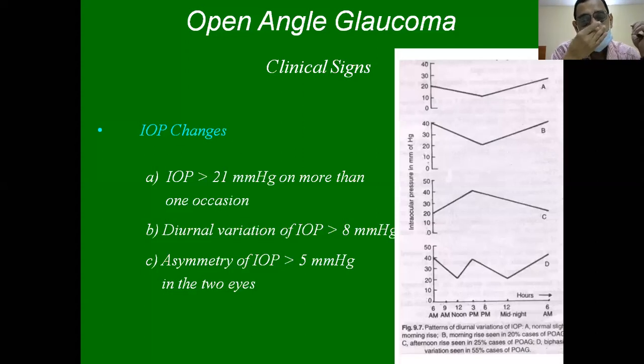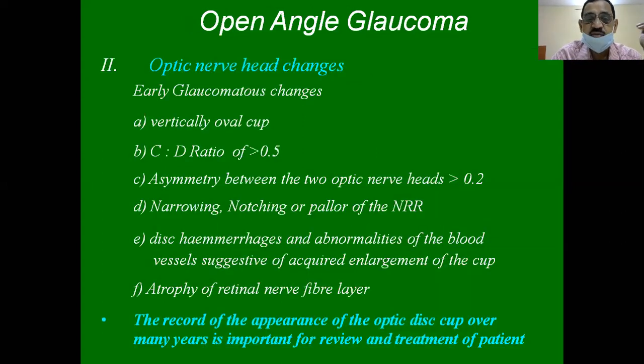Okay, so IOP is more than 21 millimeters of mercury on more than one occasion. Diurnal variation, if it is more than 5, it is suspicious. If it is more than 8, it's definite of primary open-angle glaucoma. Asymmetry of IOP of more than 5 millimeters of mercury in both the eyes. Suppose one eye is 13 and the other eye is 18, the other eye with 18 millimeters of mercury is likely to go in for primary open-angle glaucoma. One should be very careful.